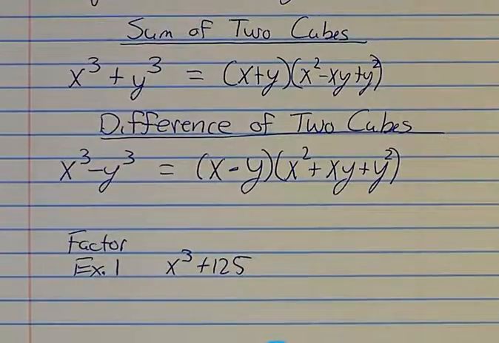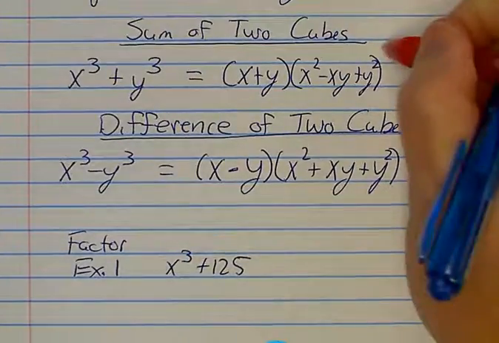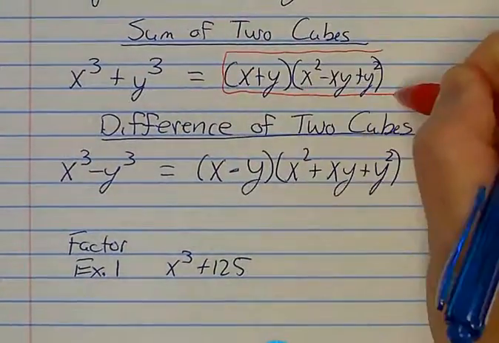Okay, so they're going to ask you to do this. Factor x to the third plus 125. You're going to say that's it? Yeah, that's the problem. That's all it's going to be. This part back here is going to be your answer.